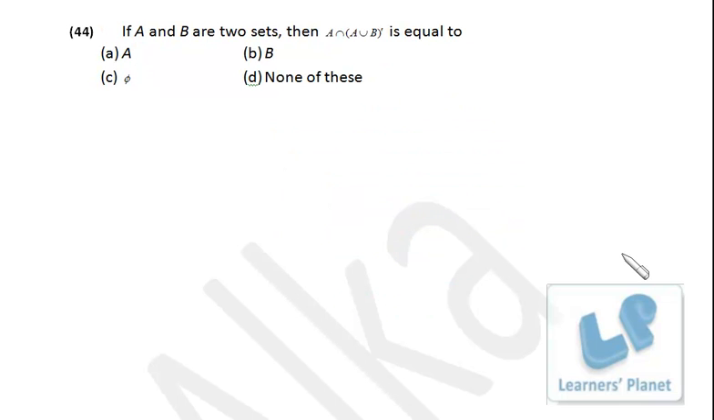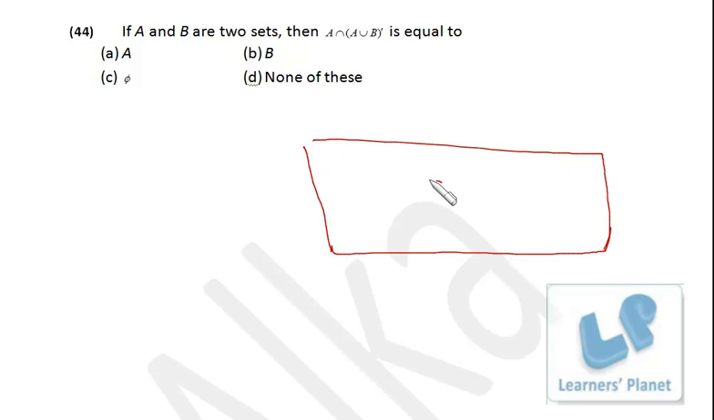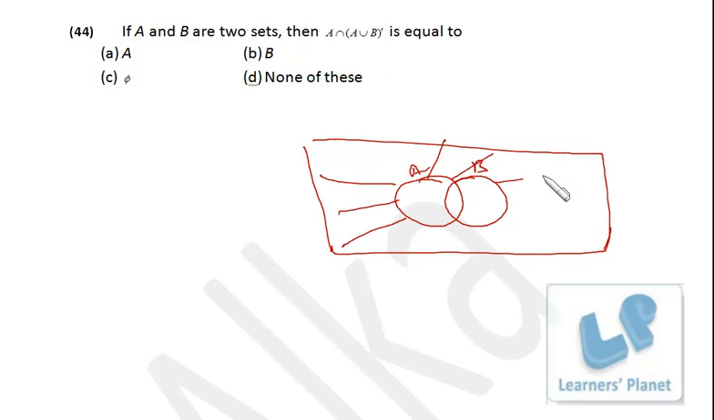now A intersection A union B whole dash. So again I draw the universal set. That's A, that's B. A union B is this complete portion, so whole dash will be this remaining area. That is A union B whole dash. Okay.